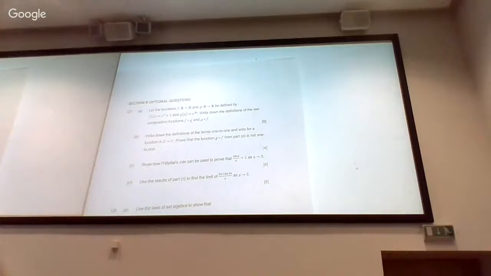Part B is a question about the terms one-to-one and onto, injectivity and surjectivity. And C is a little application of L'Hopital's rule, used to prove that the limit of sine x over x tends to 1 as x goes to infinity. And then part D is probably an application of that, harking back to the algebra of limits theorem as well. Okay, so let's see how we'd address these.